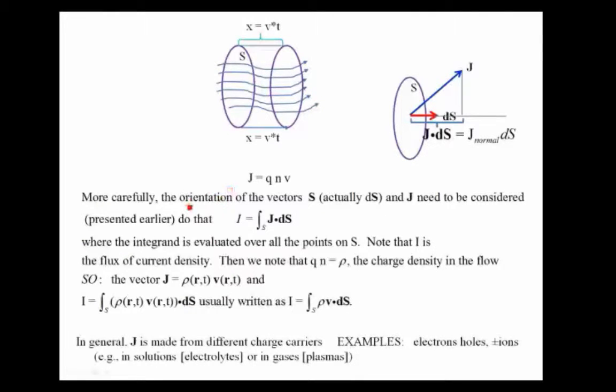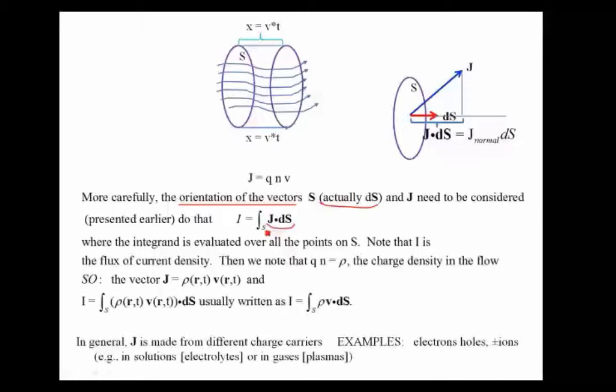Just to be careful about all of this, we first assumed up here that the current was normal to the surface, but that may not be the case. So we really have to consider the orientation of the vectors. If we have S, actually dS, and J, they may not be parallel, so we have to consider then taking the dot product, which gives us the component of J parallel to the dS vector. The other way to say it is J perpendicular to the surface S.